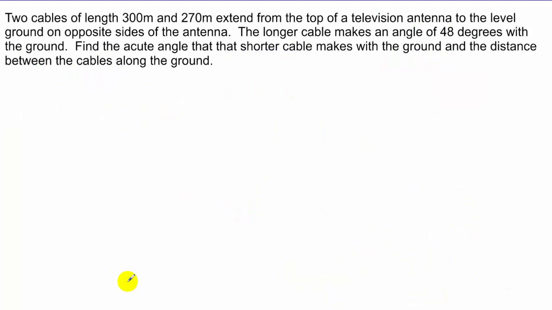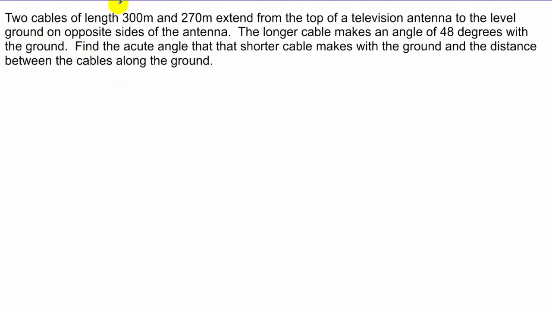So now we've got a word problem, and the hard thing about word problems is you're going to have to draw the picture on your own. You've got two cables with separate lengths that extend from the top of a television antenna, which is level to the ground, and on opposite sides of the antenna. So what the heck does that mean?